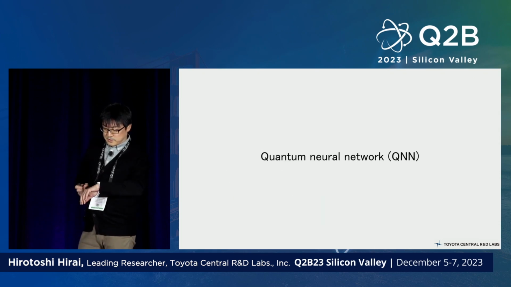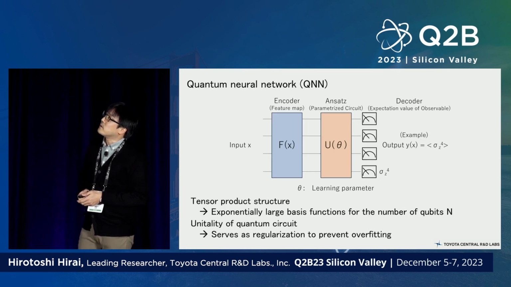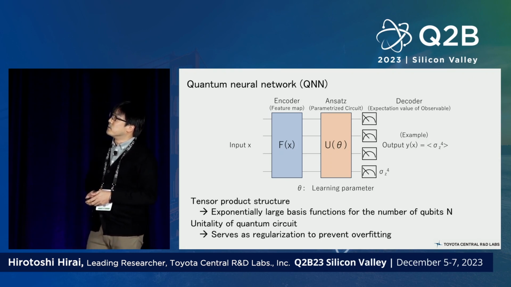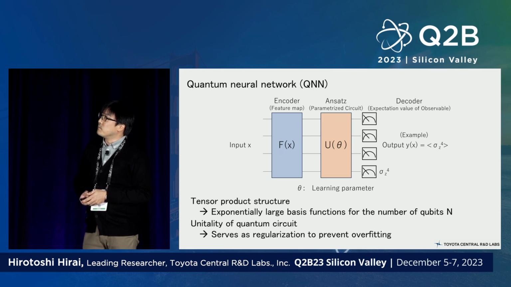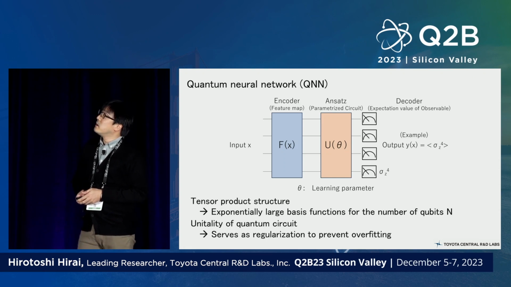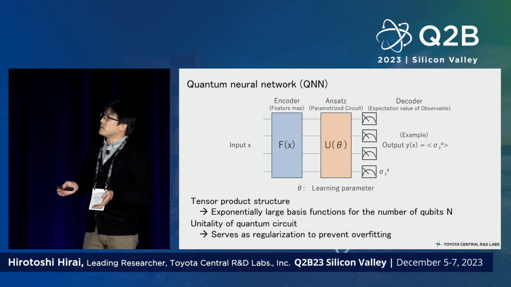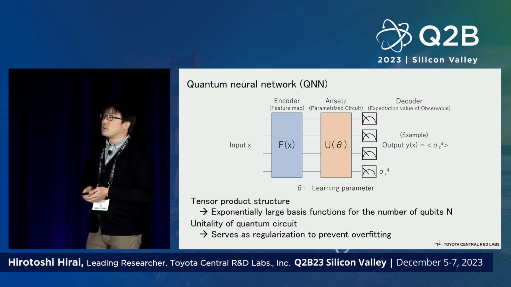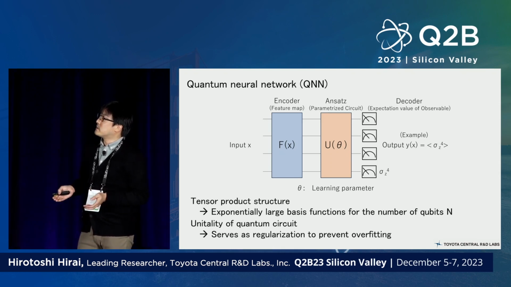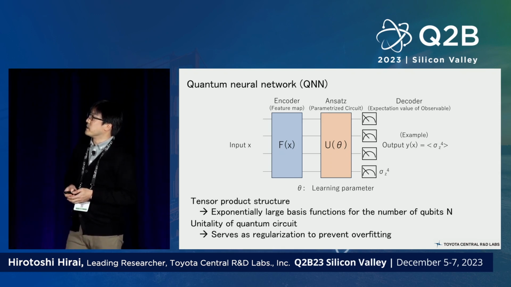So let me move to the next topic, quantum neural networks. A quantum neural network model consists of 3 parts: encoder, ansatz and decoder. The encoder converts input data X to a quantum state. It's called a feature map. And in the ansatz, this quantum state is transformed unitarily with learning parameter theta. And in the decoder, the expectation value of some observable is computed as output Y. So this model works as a function Y of input X.